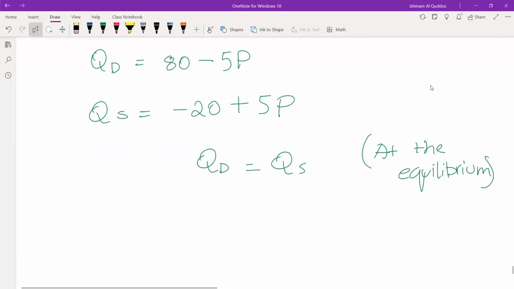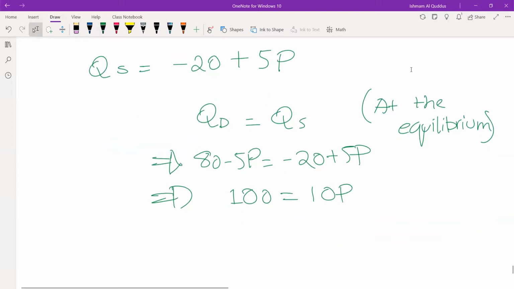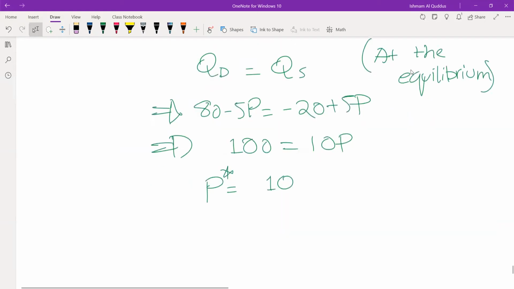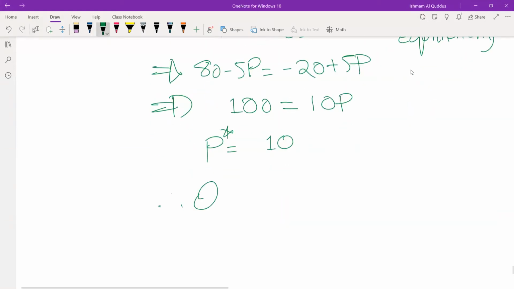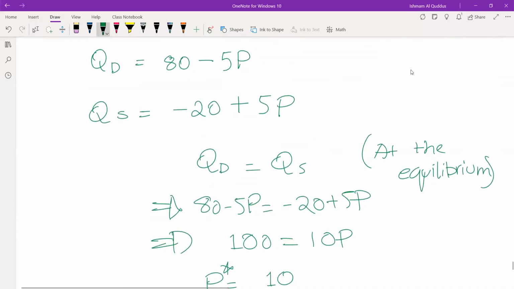Now we can solve the math. This would give us 80 minus 5p equals to minus 20 plus 5p, so 100 equals to 10p, which is p equals to 10, p star. That's the equilibrium price. Now we can also solve the equilibrium quantity by just plugging the value in either of the quantity demand function or quantity supply function.